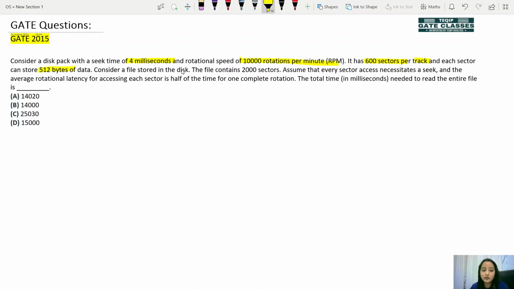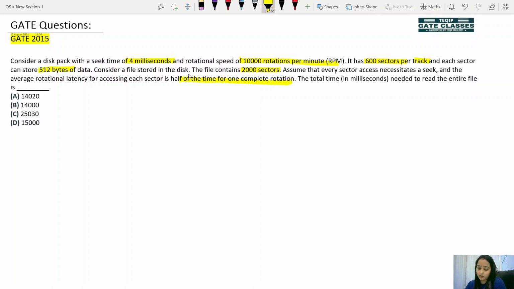Consider a file stored in a disk. The file contains 2000 sectors. Assume that every sector necessitates a seek, and the average rotational latency for accessing each sector is half of the time for one complete rotation. The total time in milliseconds needed to read the entire file we have to calculate. The options are given.